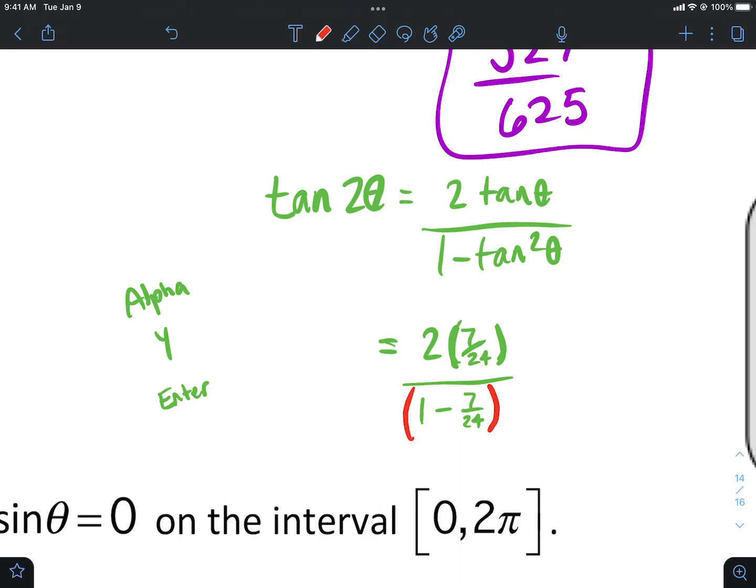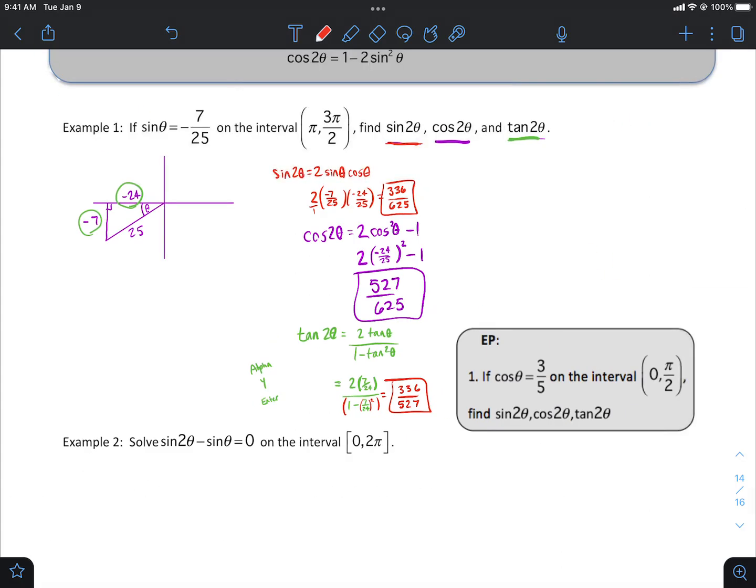And then also, actually, you know what? I forgot something here. I have to square that fraction. So let me squeeze that in, just like that right there. And then, yeah, just type that in the calculator. Apparently, I got 336 over 527, and that'll be your answer there.